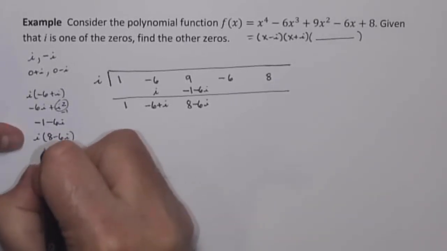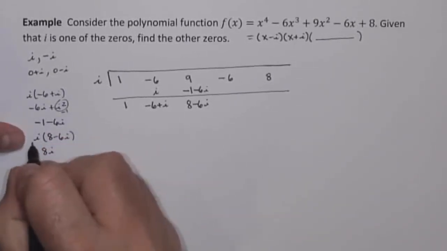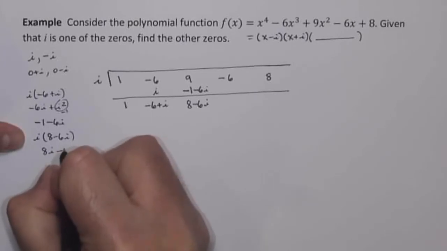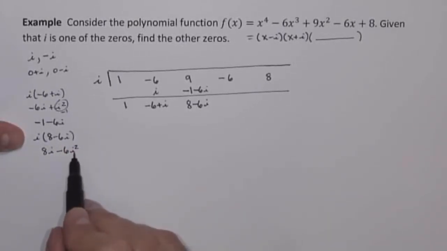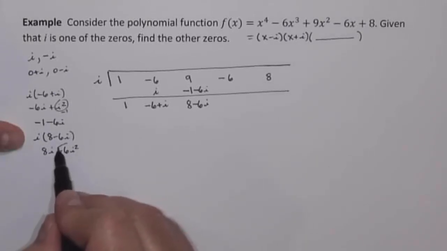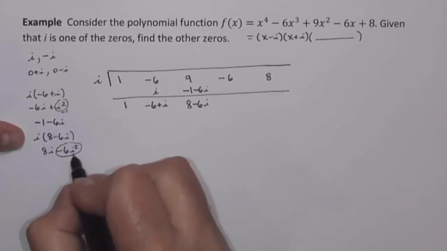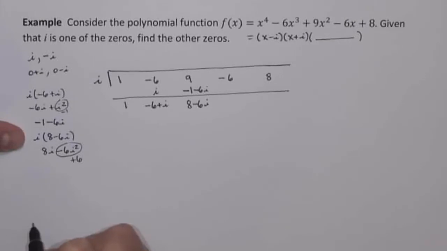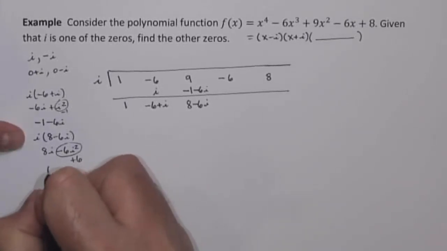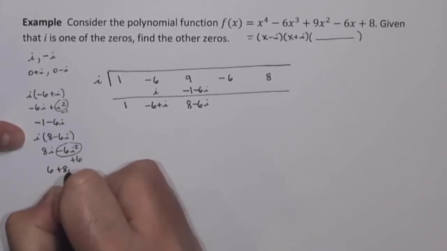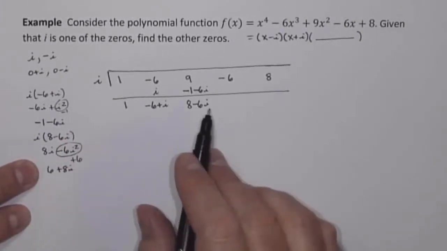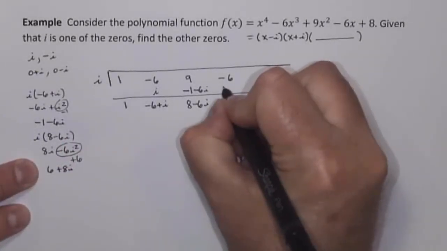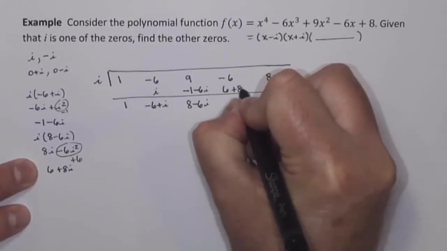So i times 8 is 8i. i times negative 6i is negative 6i squared. But again, i squared is really negative 1, which means minus 6i squared is really going to be plus 6. So writing that as an imaginary number, that's going to be 6 plus 8i. So i times 8 minus 6i is going to be 6 plus 8i.